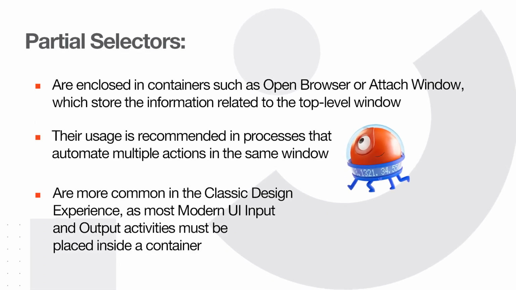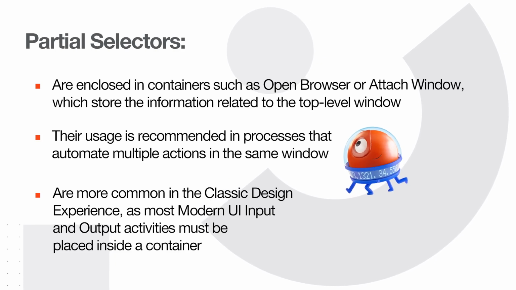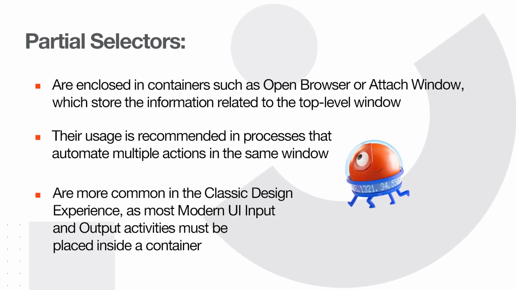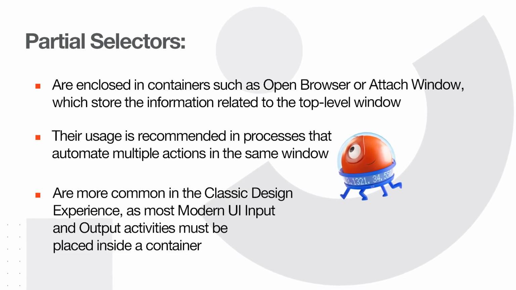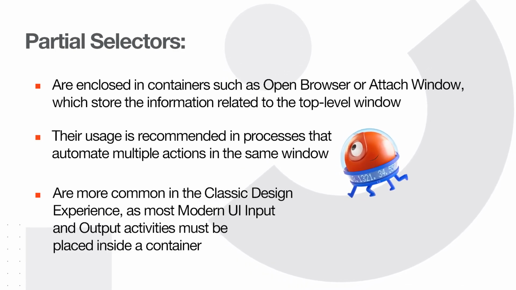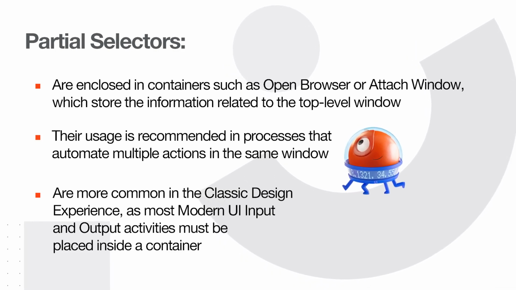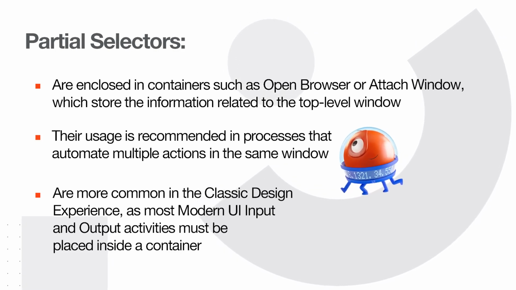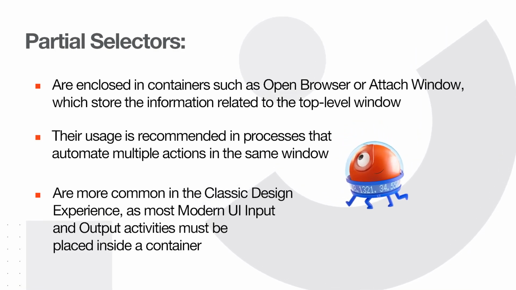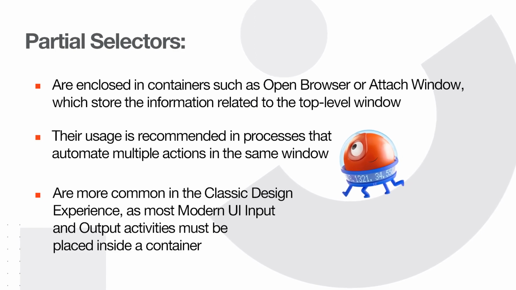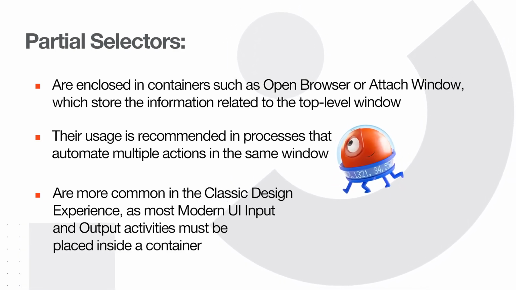Partial selectors are enclosed in containers such as open browser or attach window, which store the information related to the top-level window. As a result, partial selectors do not include that information. Their usage is recommended in processes that automate multiple actions in the same window. Note that full selectors are more common in the classic design experience, as most modern UI input and output activities must be placed inside a container.